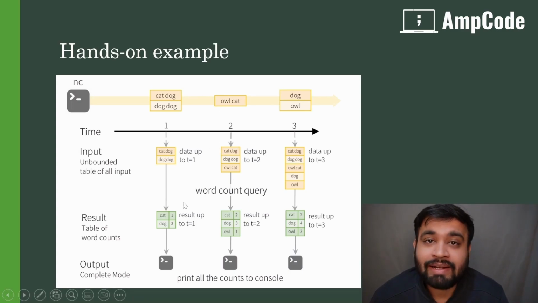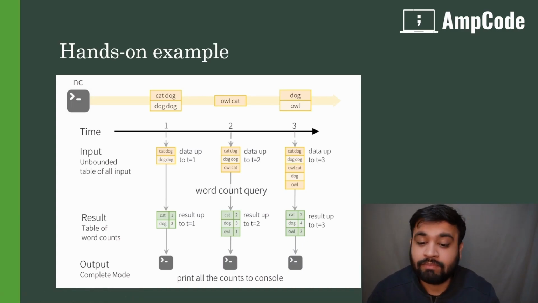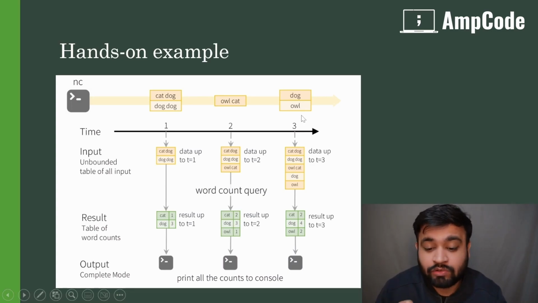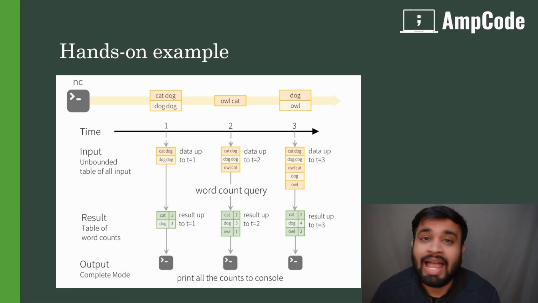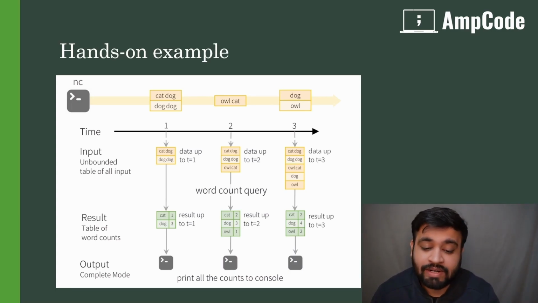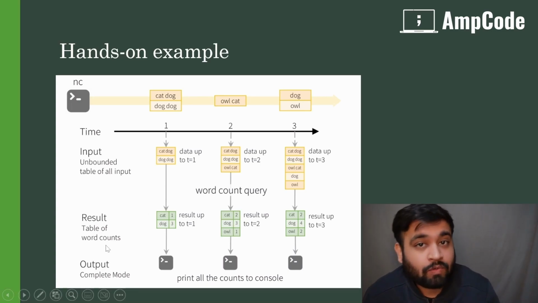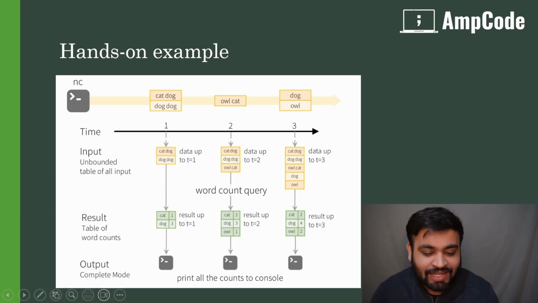The owl and cat will get appended to our input table, and at the third interval the next input, which is the dog and owl that we have submitted. These two rows are getting appended to our input unbounded table, and we are going to apply the query. Our query is to get the aggregated output of all the words here. The table of the word counts will be our output result table, which we are going to see on our terminal.